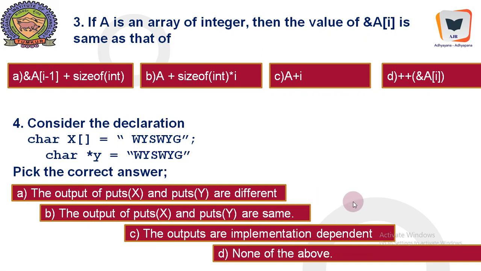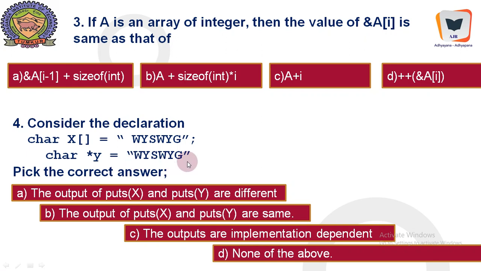The outputs of puts(x), puts(sx) and puts(sy) are the same. The outputs are implementation dependent, none of the above, and this is absolutely correct. This is one way, as we know before, and this is another way. With the help of pointers you can also store the entire string with a pointer, and this pointer will point to the very first cell.